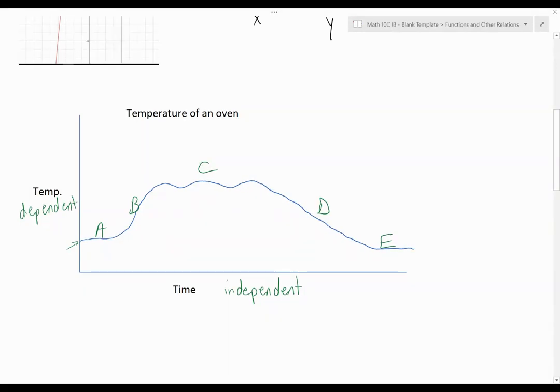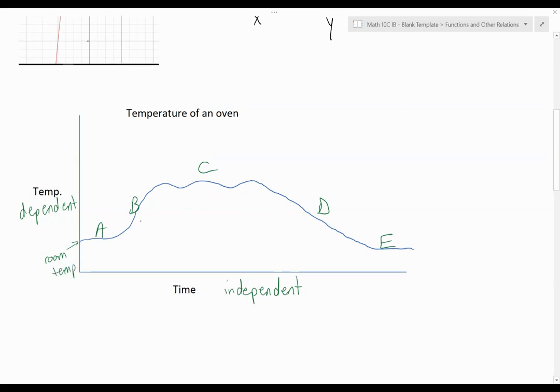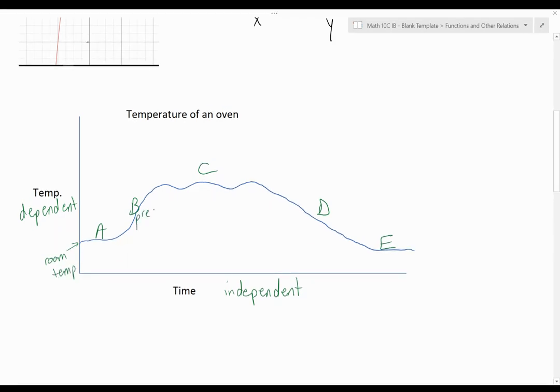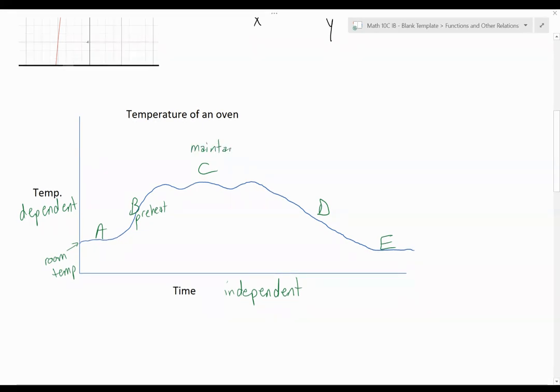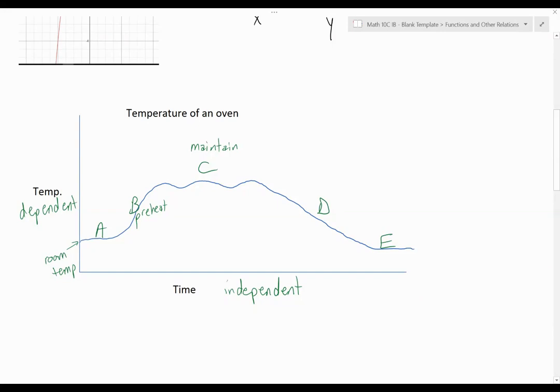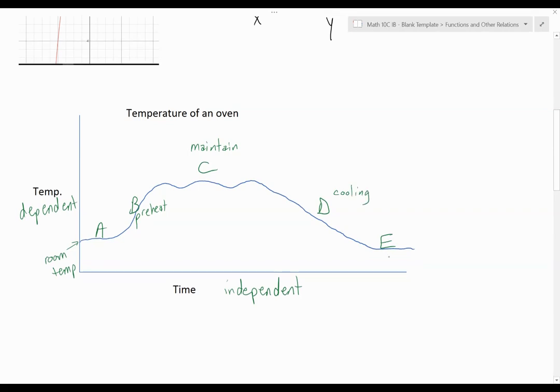But we can sort of imagine what's happening here. Temperature of the oven starts out at sort of a room temperature. It's preheating in this B region where it's climbing. It's maintaining its temperature at C. So it kind of oscillates a little. The temperature might drop a bit and then the oven warms it up and so on. D is the cooling phase. And E would be when the oven is off and just sort of holding stable at that room temperature.